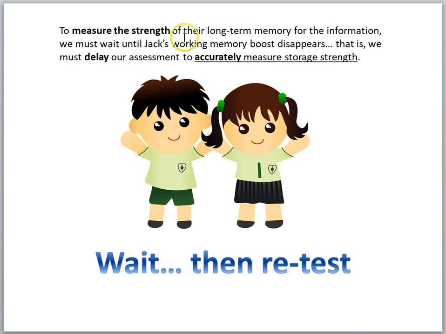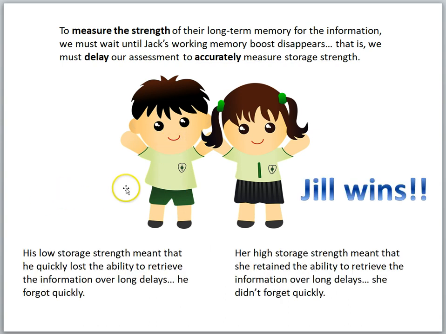Now, to measure the strength of their long-term memory for the information, we must wait until Jack's working memory boost disappears. That is, we must delay our assessment to accurately measure storage strength. So he's just been reading information. Jill has already learned the information well, but what we need to do is wait for a time before we retest, and this will guarantee that Jack's working memory boost will disappear. And when we assess later on, Jill's going to win.